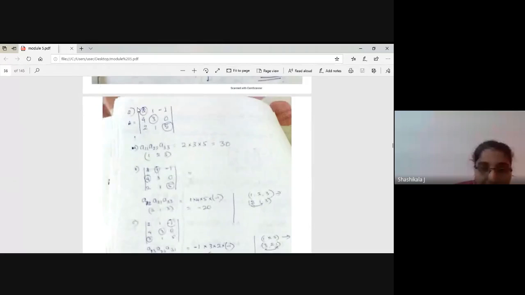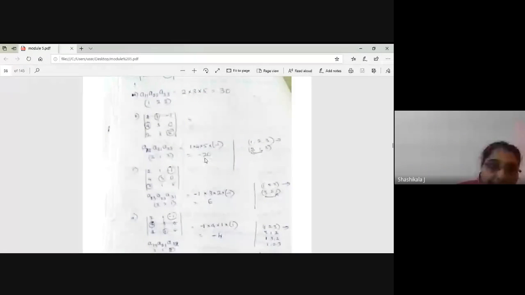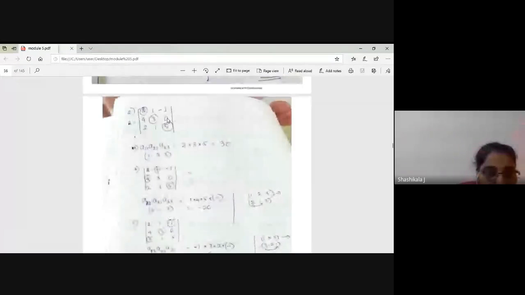Next, what combination do I have to take? 2 into 0 into 1. That combination will anyhow give me 0. Next is 1. Leave that row and leave that column. Take this and this combination later.